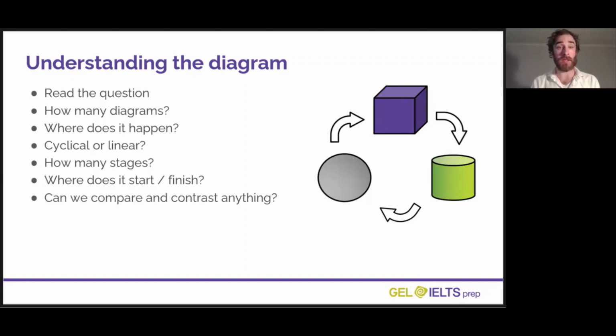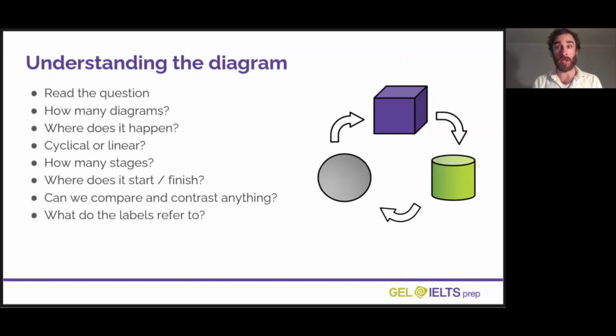You should think about whether you can compare and contrast things in the diagram. So if there are 2 diagrams, then look for features which are similar and look for features which are different. If there is only 1 diagram, then you want to be looking for differences between the stages or similarities between the stages.